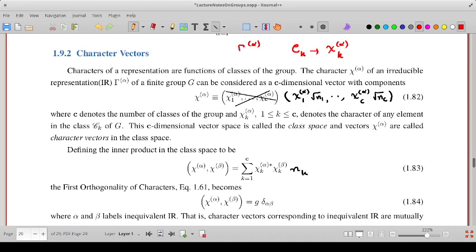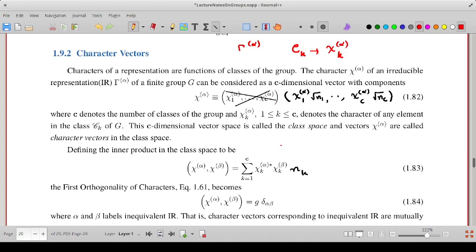So take chi1 alpha, the character of class C1 in this representation, multiply it with square root of n1, where n1 is the number of elements in class C1. Then the next entry here would be chi2 alpha square root of n2 and so on up to chi c alpha square root of nc, where c is the number of classes of the group. And this can be considered as a vector in a c-dimensional complex vector space, and we call it chi alpha. Now these vectors will be called character vectors, and the space in which these vectors live is called the class space.